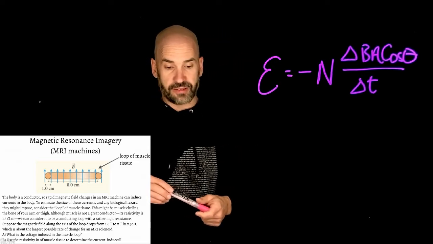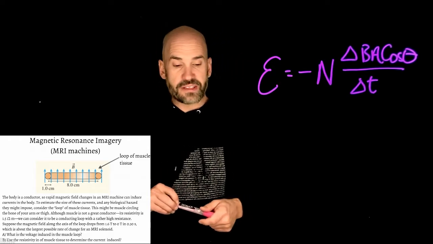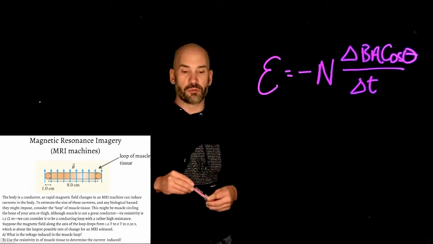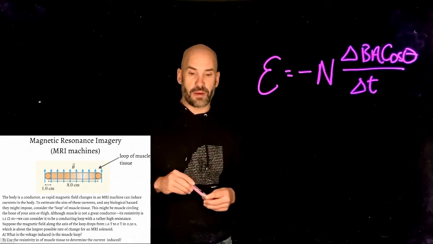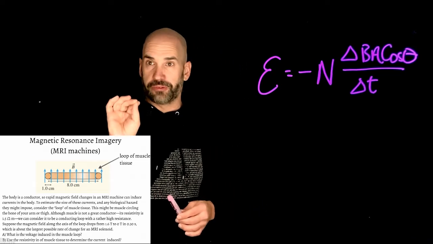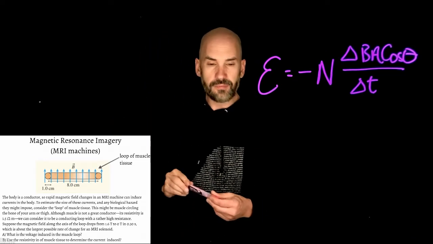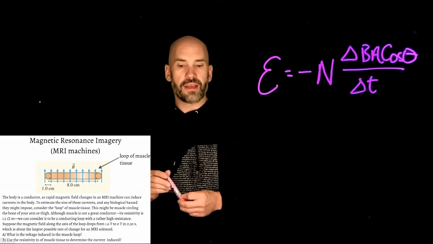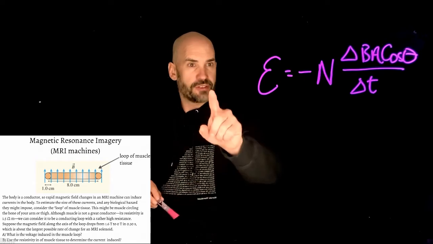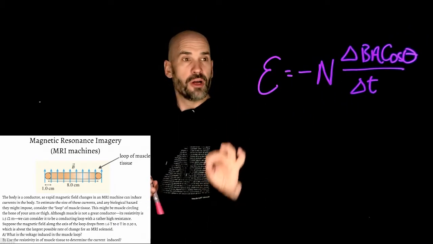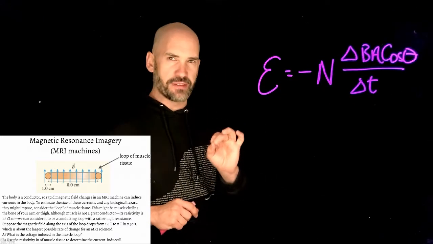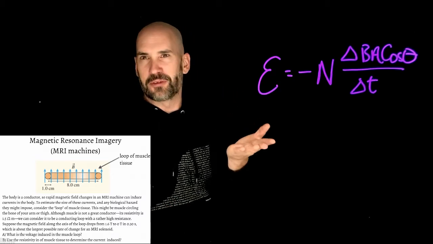Suppose the magnetic field along the axis of the loop drops from 1.6 Tesla to 0 Tesla in 0.3 seconds. What is the largest possible rate of change for an MRI solenoid? What would be the induced voltage in that loop? Okay? All right. So here's the thing, okay? We first look at this equation and ask ourselves, in this problem, which of these three factors is actually changing? I'll give you a second to piece it together.